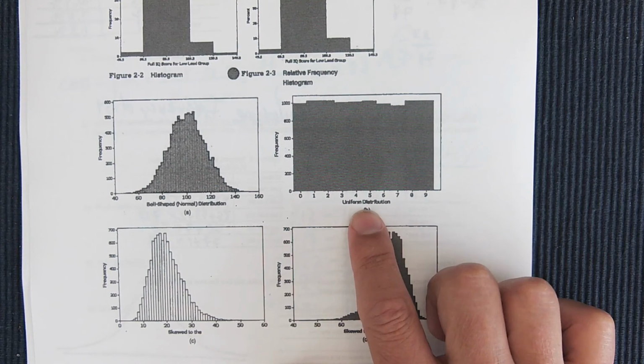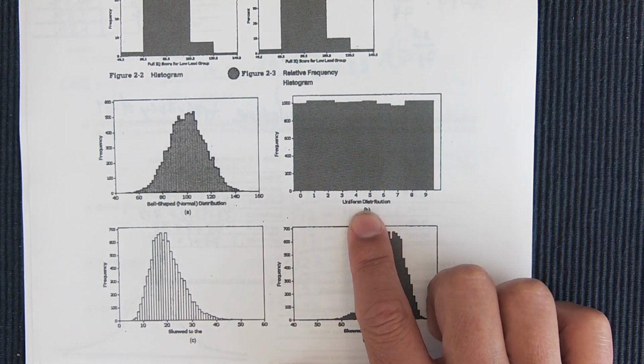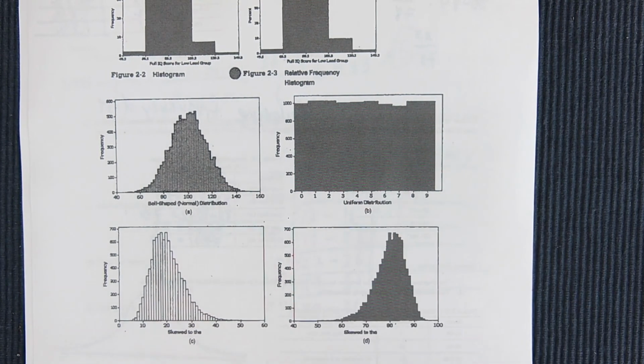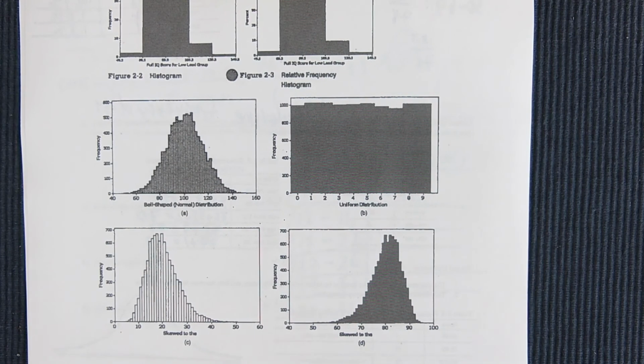This distribution is what's called a uniform distribution. These ones are quite boring, actually. They don't give us a lot of good data or information.